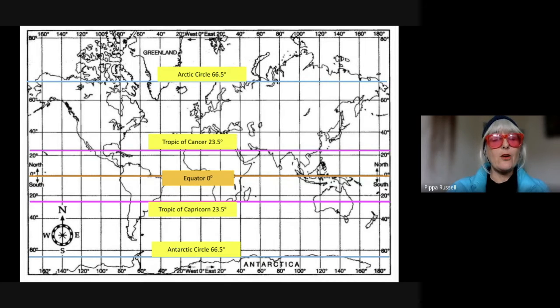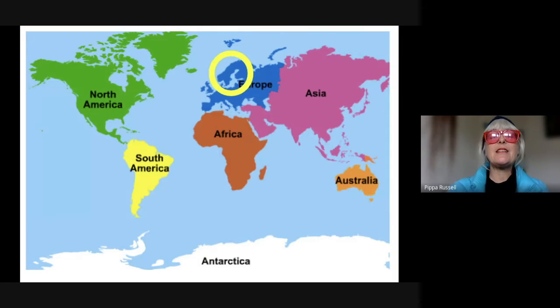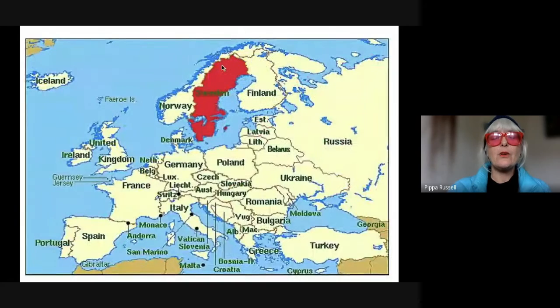So we're heading off to one of our countries, and that is in Northern Europe. So that's this area here. And we're looking at Sweden. So Sweden is commonly known as a Nordic country. Bordering it is Norway and Finland, and across the water is Denmark.